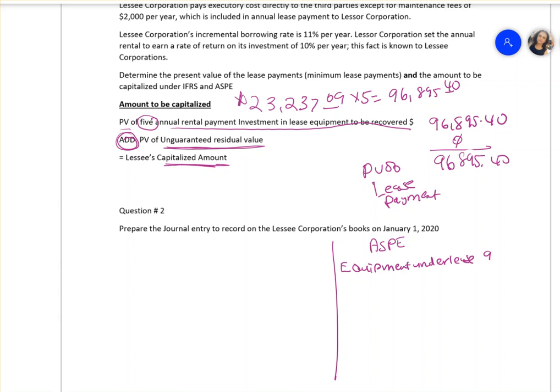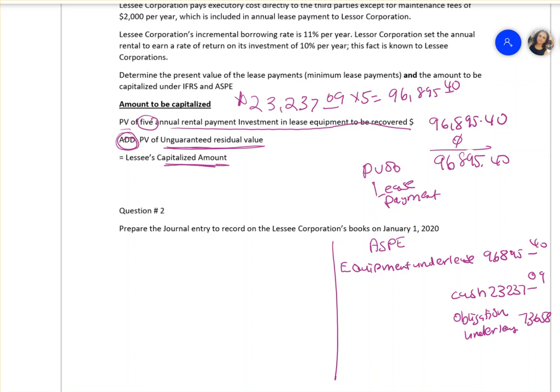That will be your 96,895 and 40 cents. We made the first payment, which will be your cash at the beginning. At the time you sign the lease, our payment is going to be the same. And then you have an obligation under lease, which will be the difference between those two, 73,658.